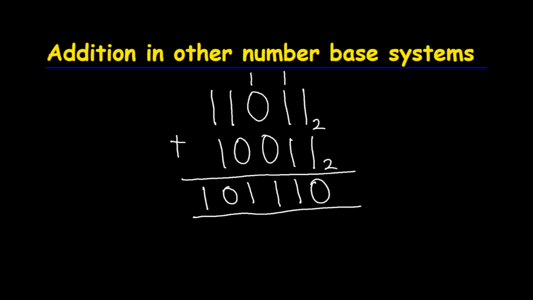So therefore, our answer here is in base 2, by the way. Therefore, our answer is equal to 101110 in base 2. This is our answer, our sum.